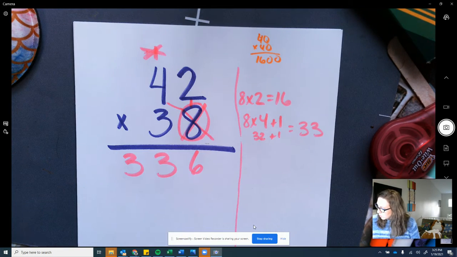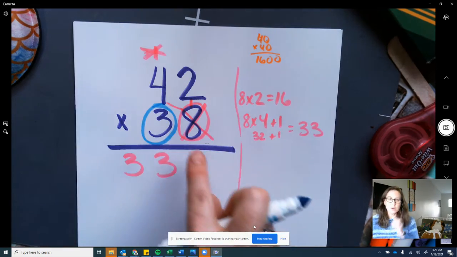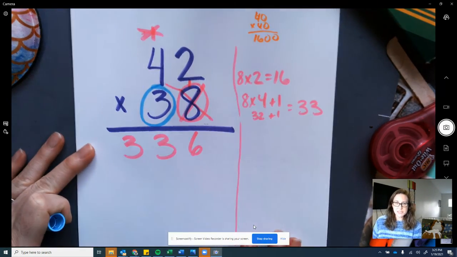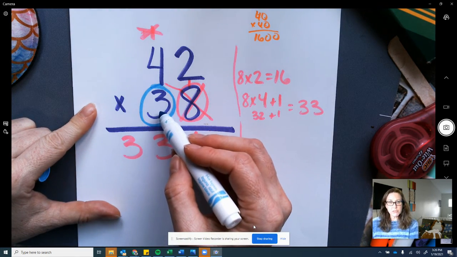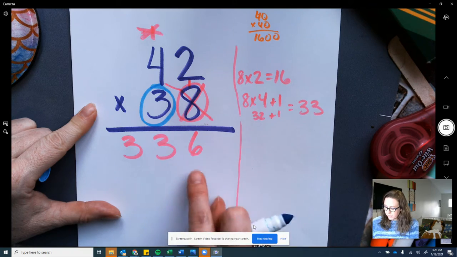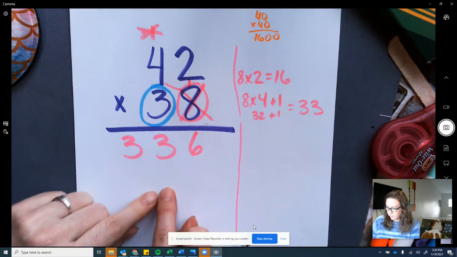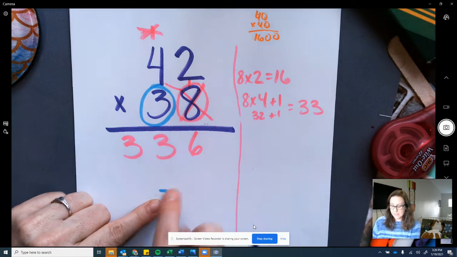Okay. We're going to move to the 3 here. We always use the bottom number as our reference point for where we start and how we do this. So we're working with the 3. We need to remember that we're working with a 3, but it's actually a 30, which means our first number is going to have to go in the tens place because the 3 is in the tens place.